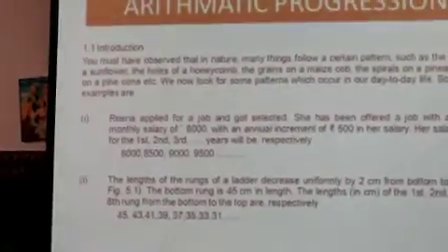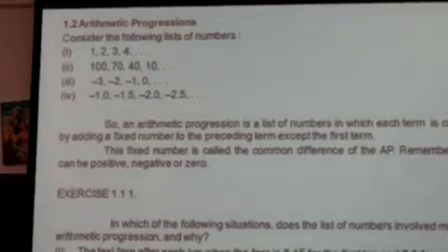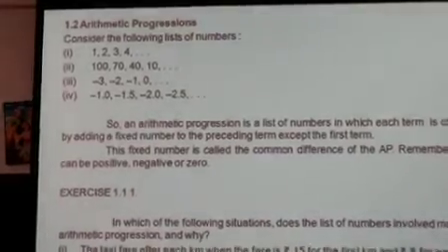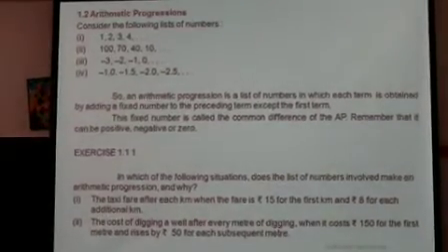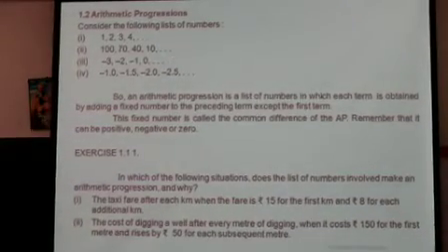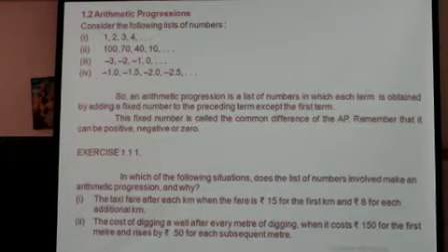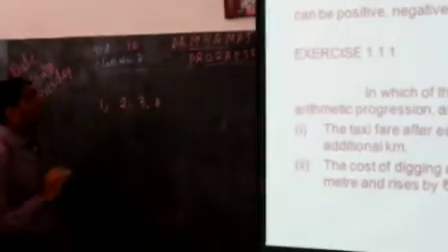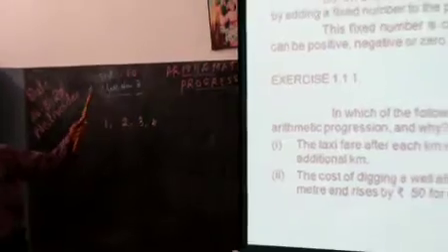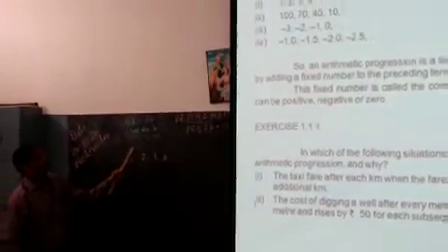Now I will go to Exercise 1.1. Look at the few examples for the arithmetic progression given in your textbook. See the first one: 1, 2, 3, 4. Can you find the first term of this? Consider the following list of numbers in the form of an arithmetic progression. What is the first term here? First term A is equal to 1.